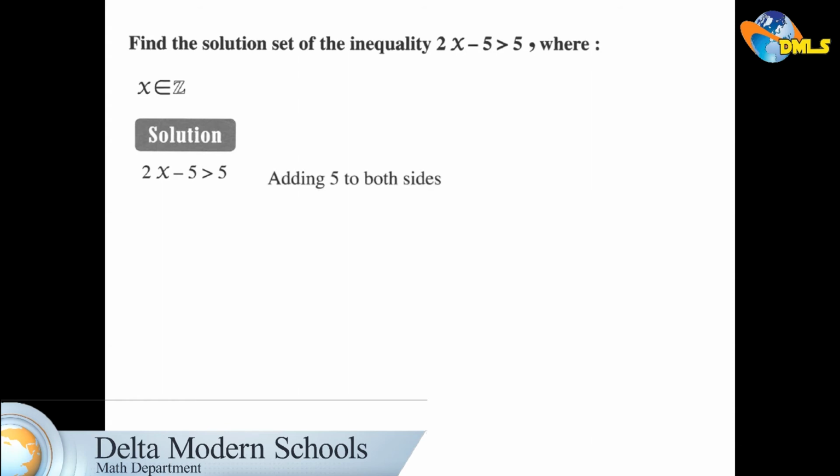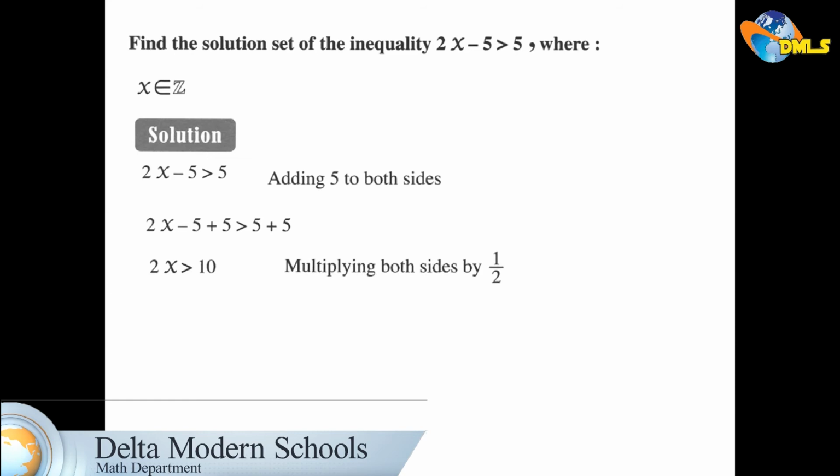Another example, find the solution set of the inequality 2x minus 5 is more than 5, where x belongs to integer numbers. Solution: 2x minus 5 is more than 5. By adding 5 to both sides, will be 2x minus 5 plus 5 is more than 5 plus 5. So, 2x is more than 10.